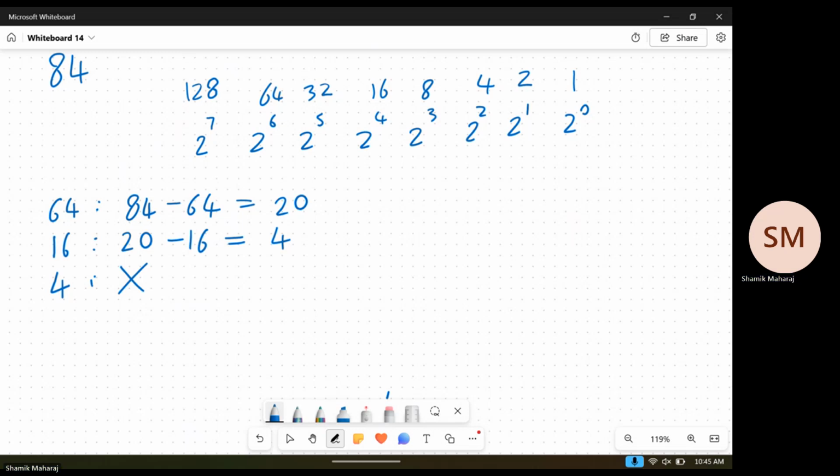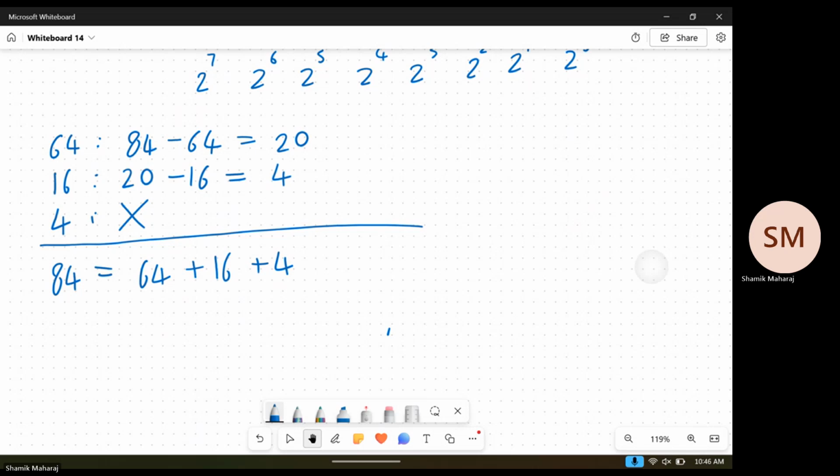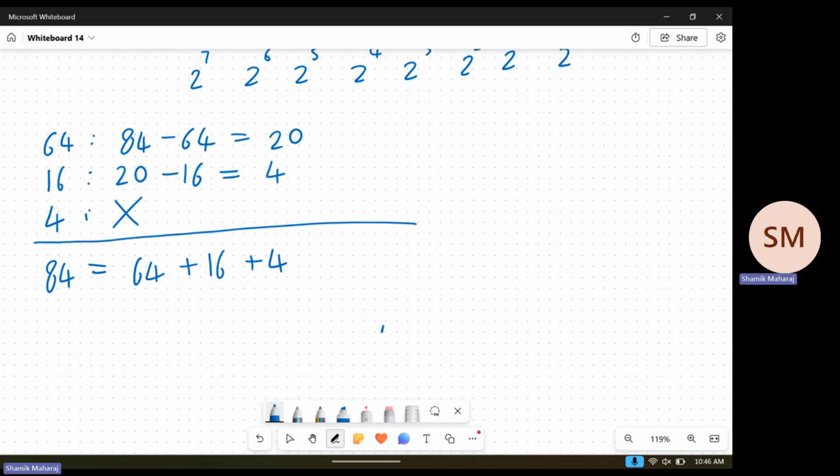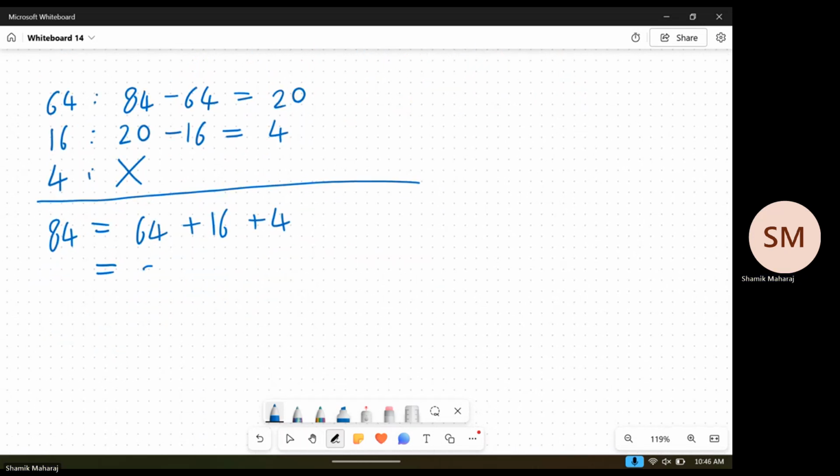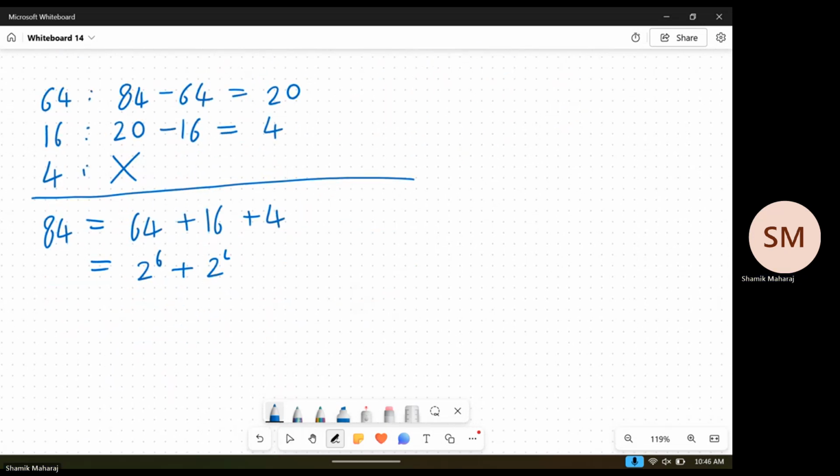Okay, then from here we can construct our binary number. We write 84 as a sum of the numbers we found, which is 64 plus 16 plus 4. Okay, everyone still with me here? It's straightforward, but a bit tedious. So we rewrite all these as base 2 numbers. 64 is 2 to the 6. 16 is 2 to the 4, and 4 is 2 squared.